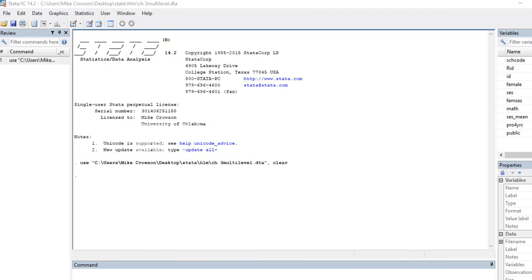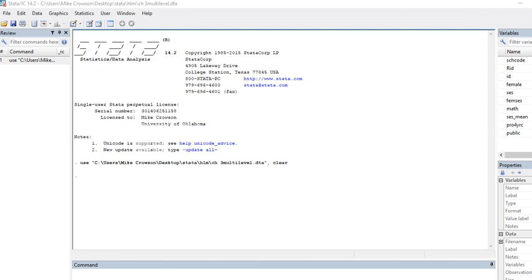Okay, in this video, I'm going to demonstrate how you can carry out tests of interaction effects when you are running HLM, and this is using the STATA program. The data is basically student data with students being nested within schools.